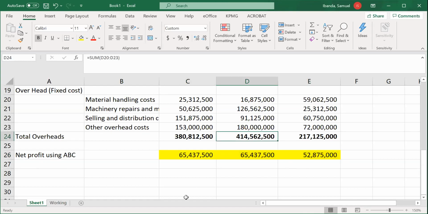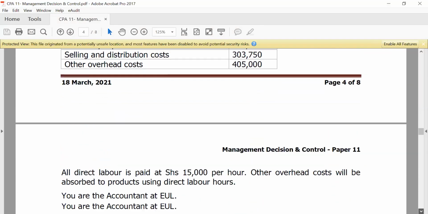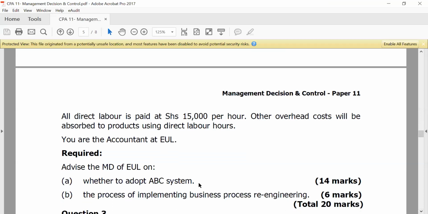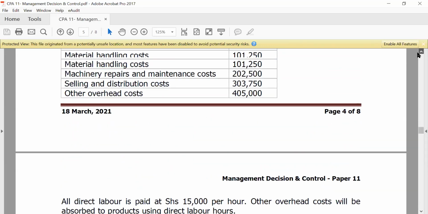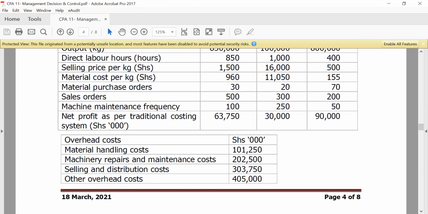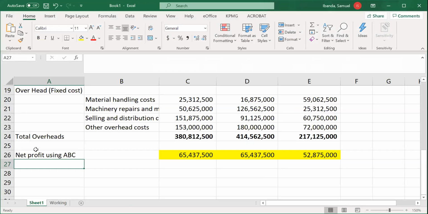But remember, the examiner asked us to advise on whether this organization should use ABC. So when you get down here, back to your question, advise whether they should adopt ABC system. So what we are going to basically do is we are going to look at the profit using traditional. So I'll just copy this and bring it here.